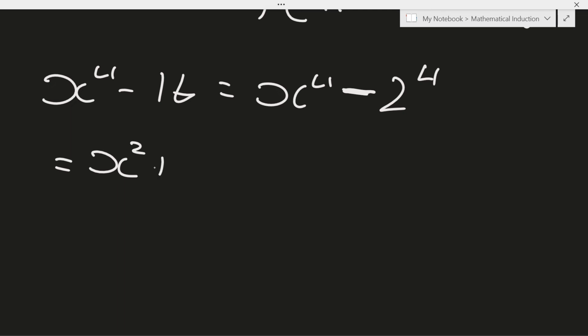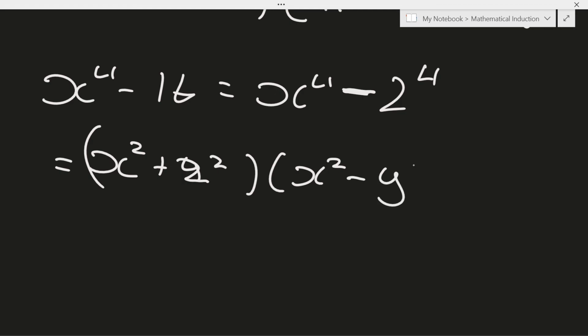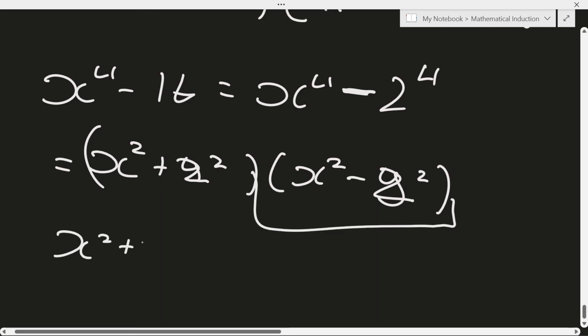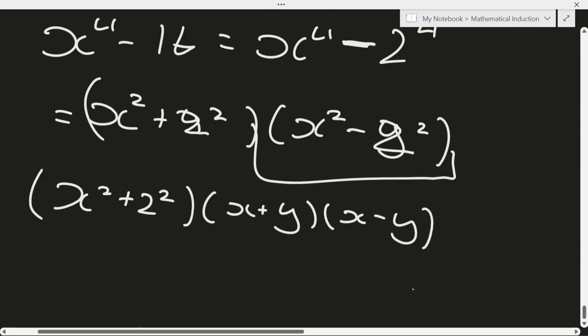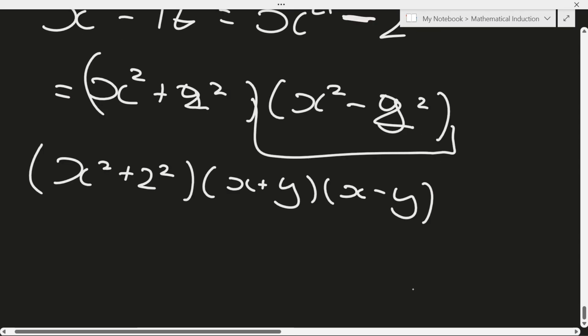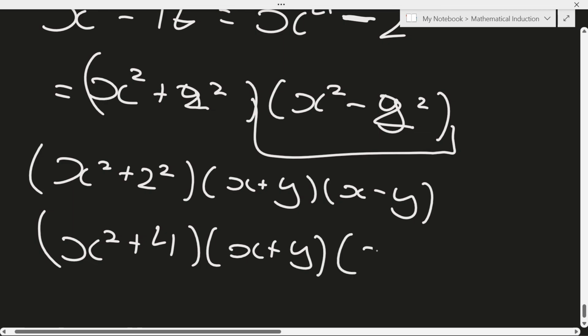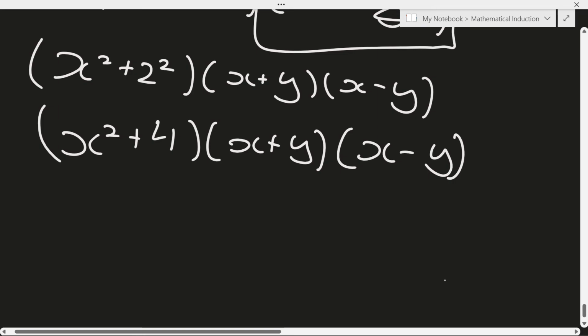x squared plus y plus 2 squared, and then x squared minus y, sorry, minus 2 squared, which now, because we have a negative in this bracket, we'll have x squared plus 2 squared times x plus y, x minus y, because we can use the difference of two squares here. So we'll have x squared plus 4, x plus y, x minus y. Okay, I hope that makes sense.